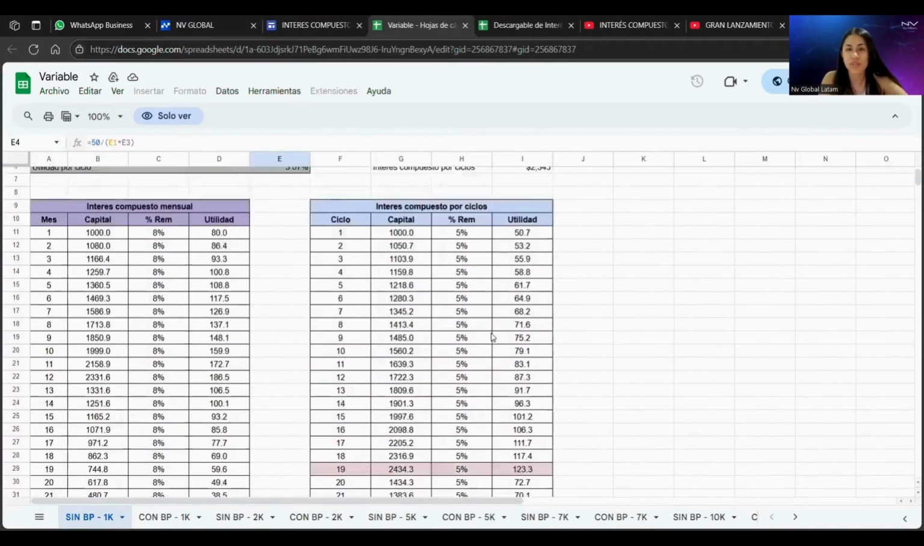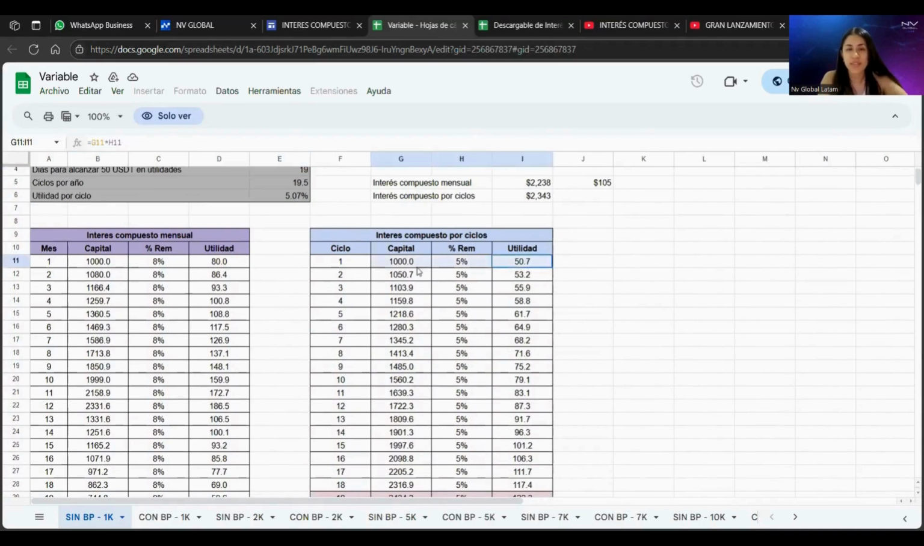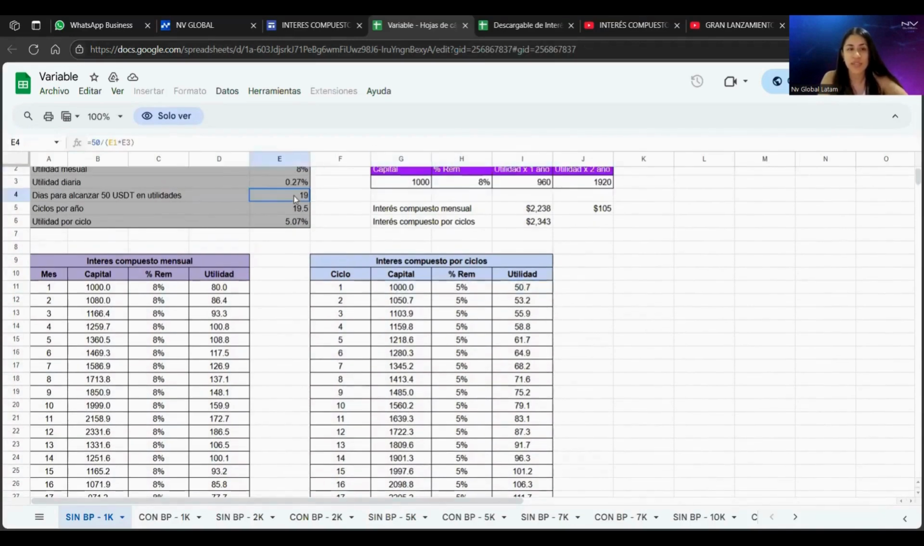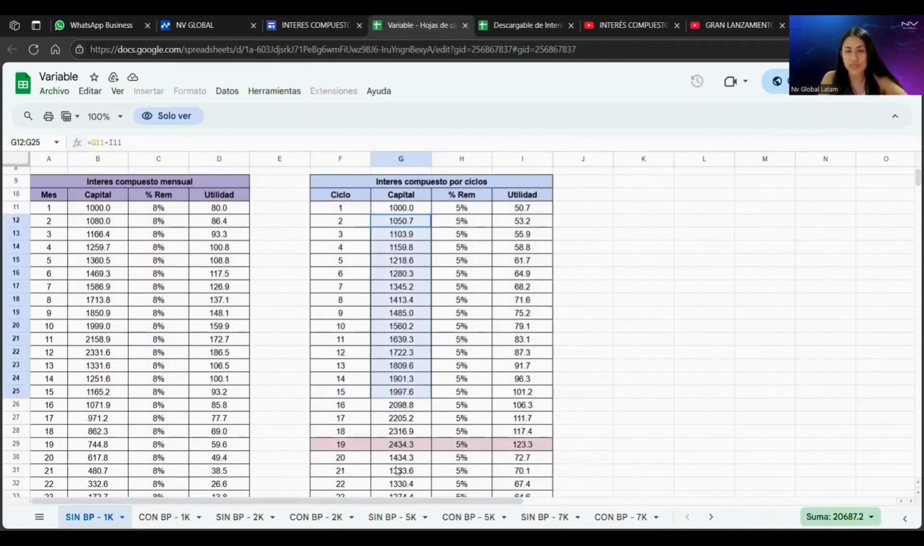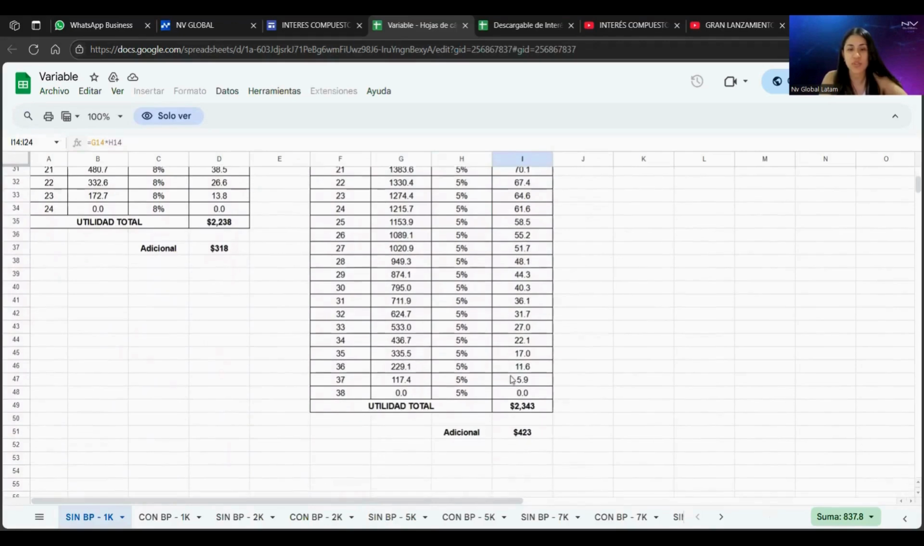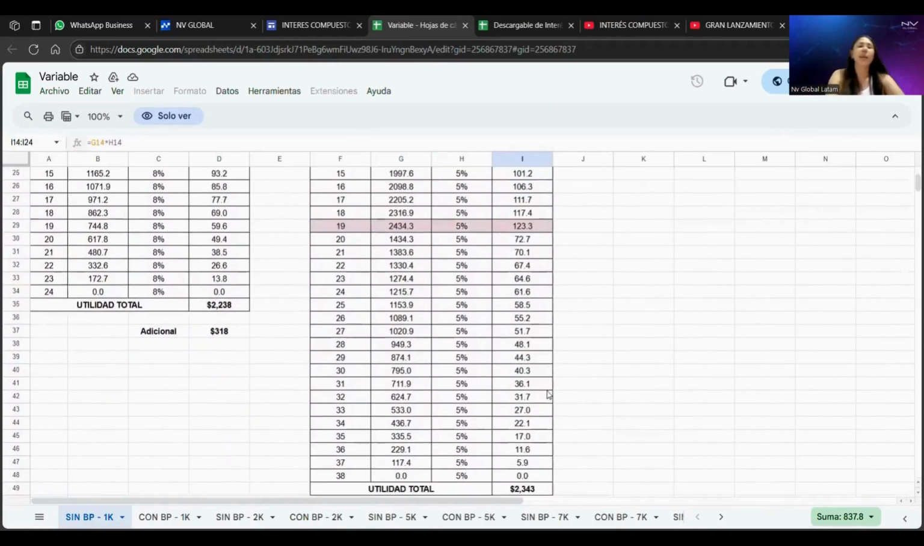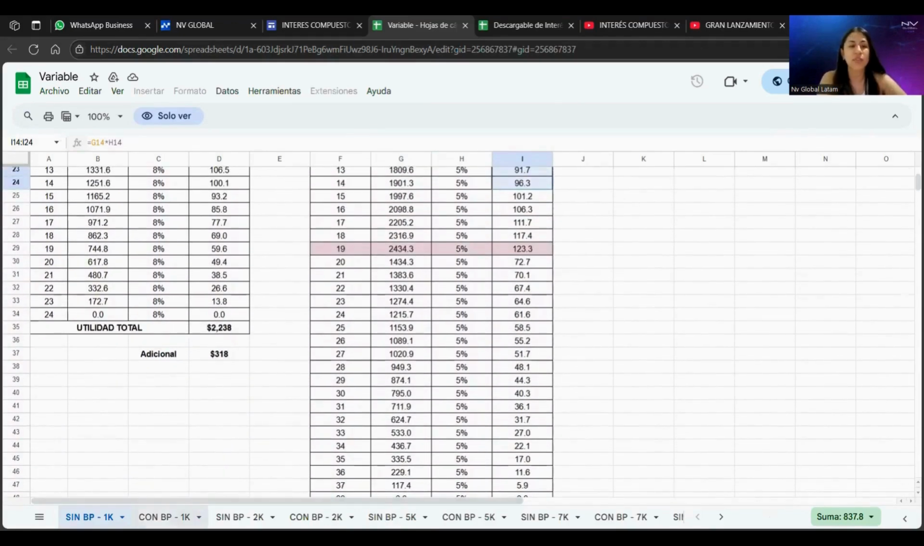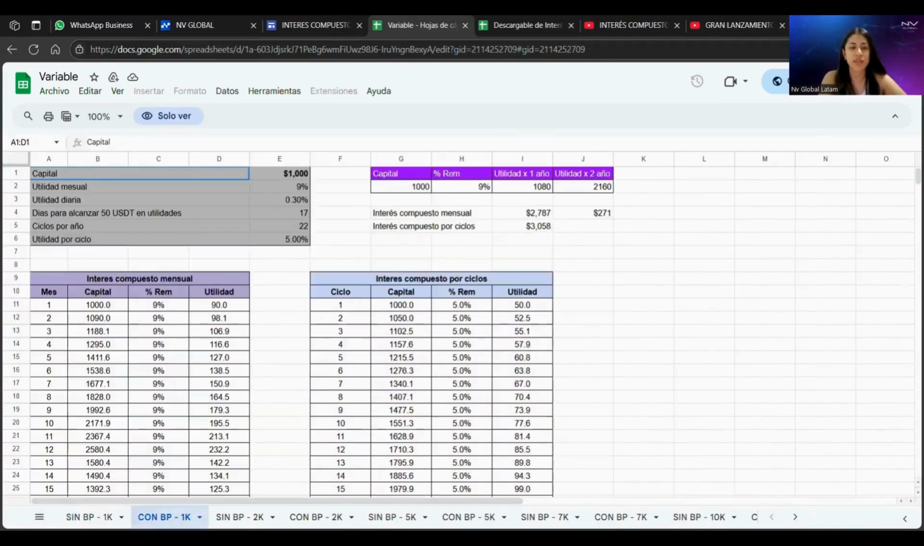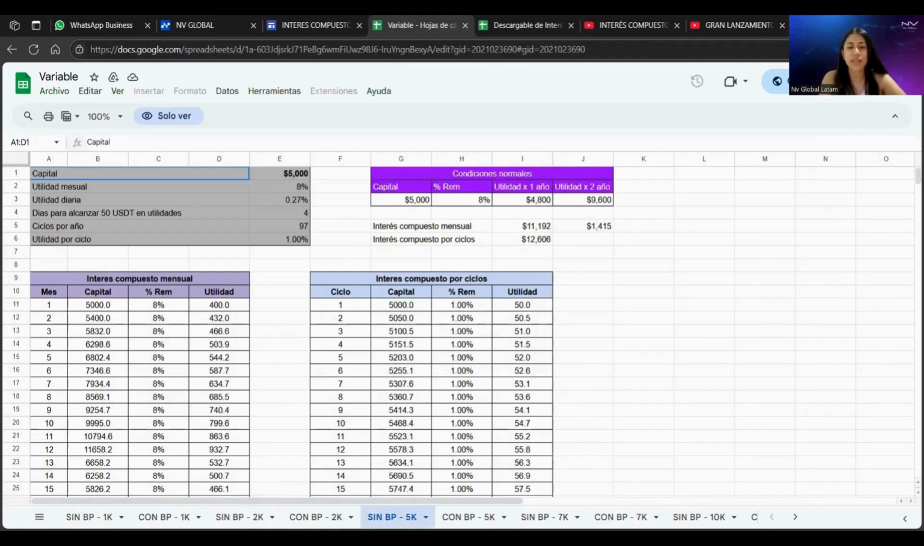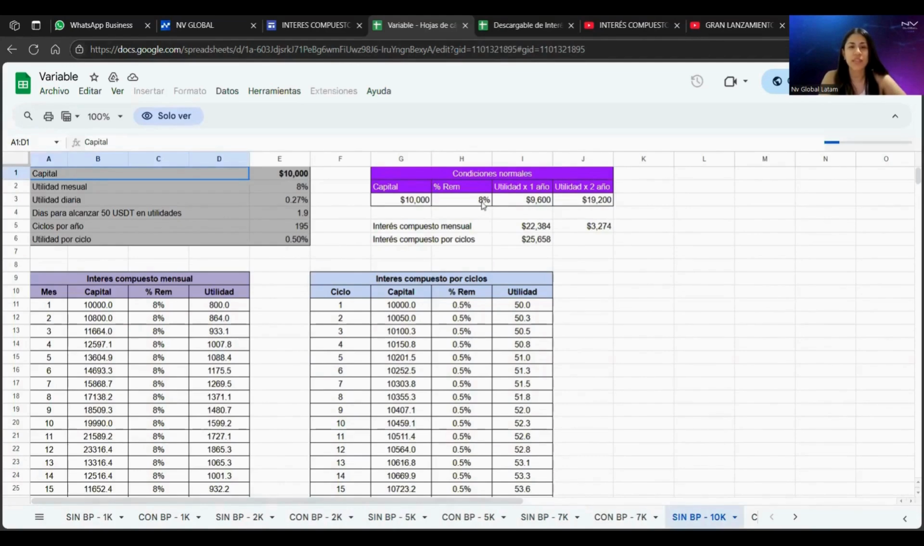But look, this is a lot more, because here we're assuming that every 19 days you reach $50. But as the capital increases, the time also decreases. So these cycles are going to get shorter and shorter. Here you can also analyze it yourselves. You can see how much you earn without a business pack, with a business pack with $1,000, with $2,000, with $5,000, with $7,000, with $10,000. You can check absolutely everything and see how the profits increase thanks to developing this strategy, okay?